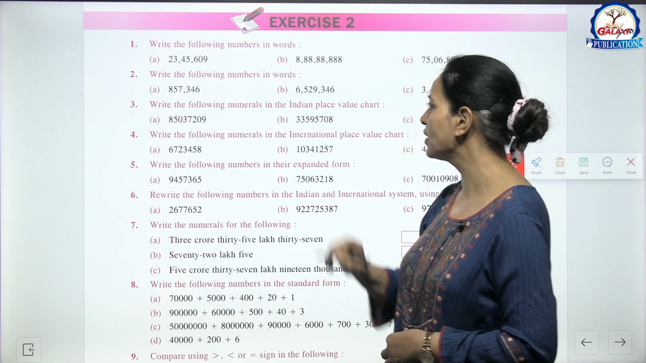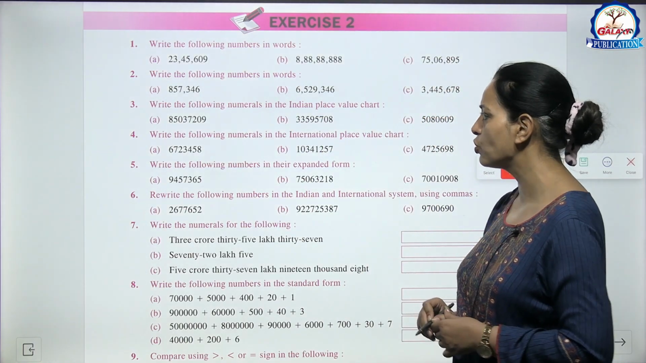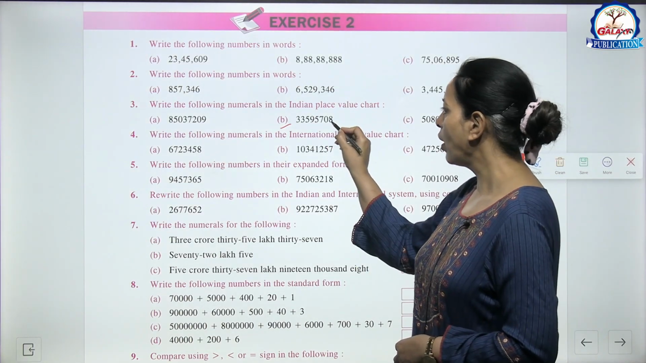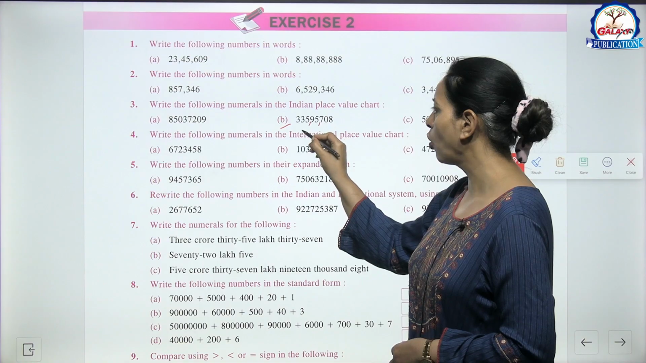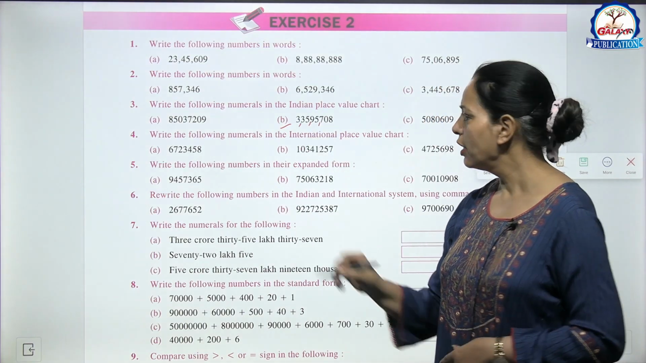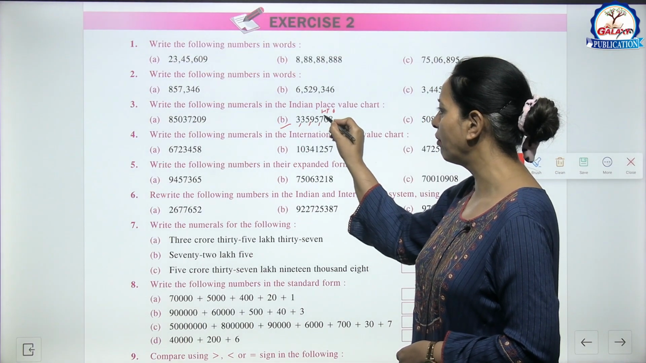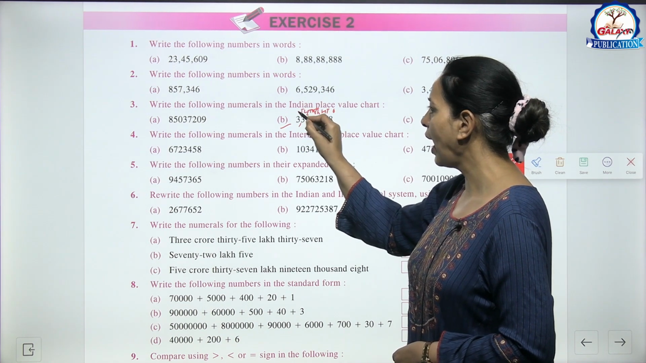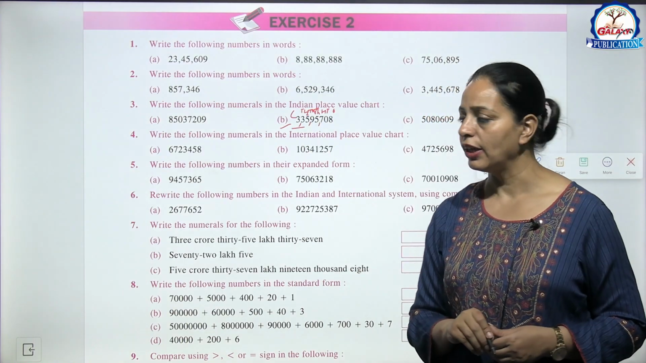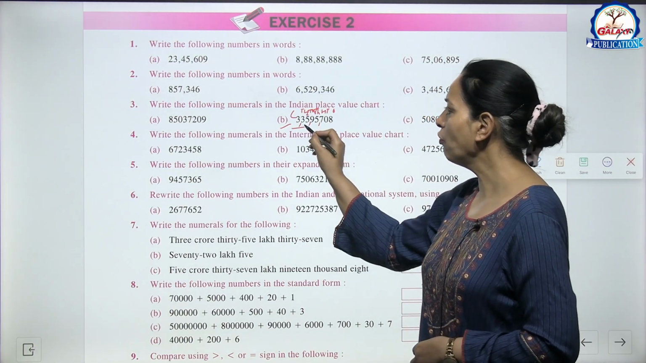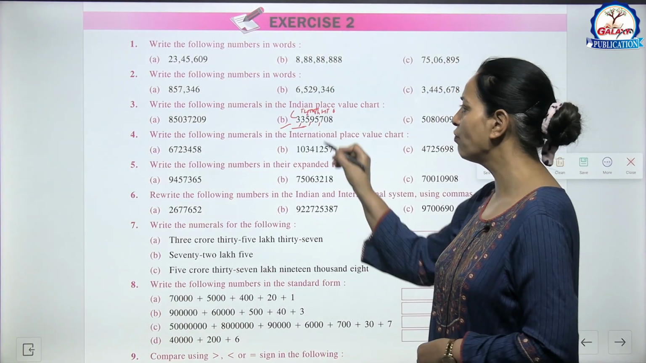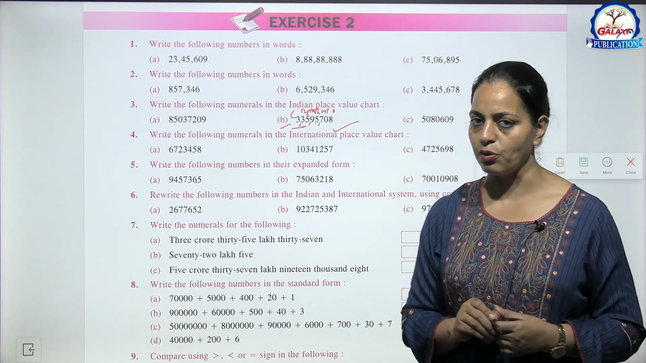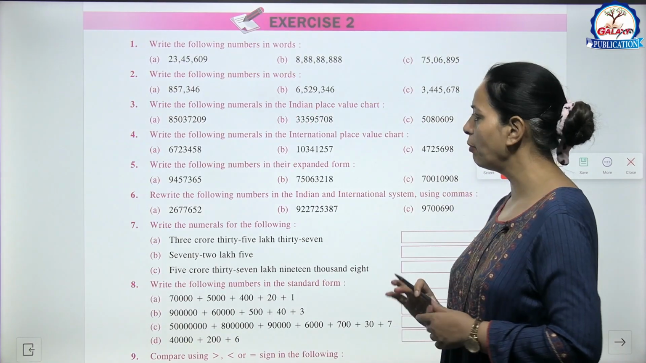Write these numerals in the Indian place value chart. Like see B part. So first of all, put the comma: 1, 2, 3, comma, then 1, 2, comma, 1, 2, comma, right? Now ones, tens, hundreds, thousands, ten thousands, lakh, ten lakh, crore. So how will you write it? 3 crore 35 lakhs 95,708. Okay. Similarly, you can try the remaining parts.